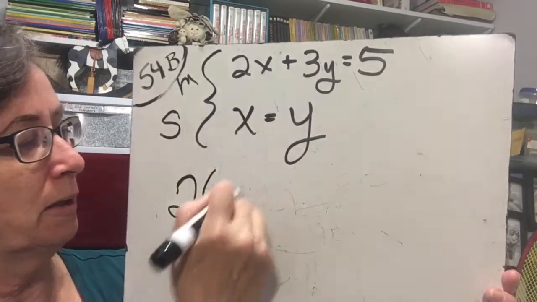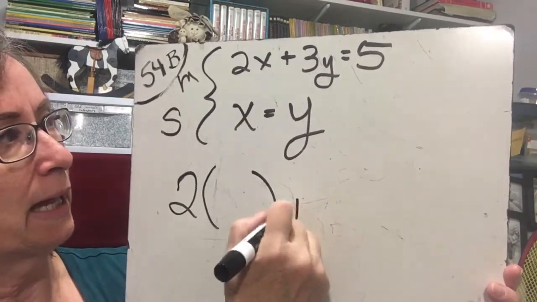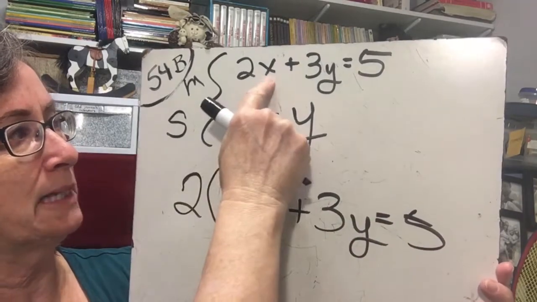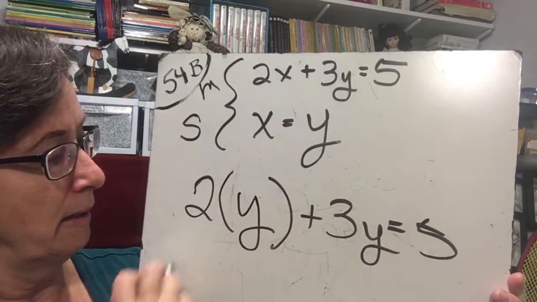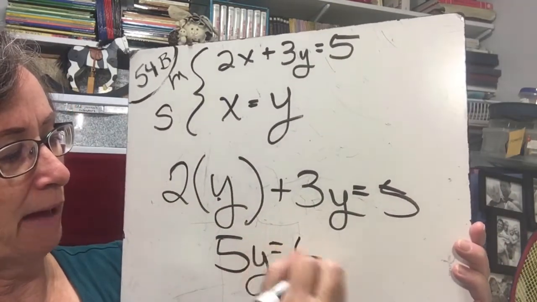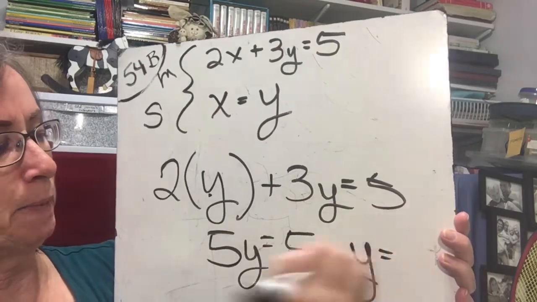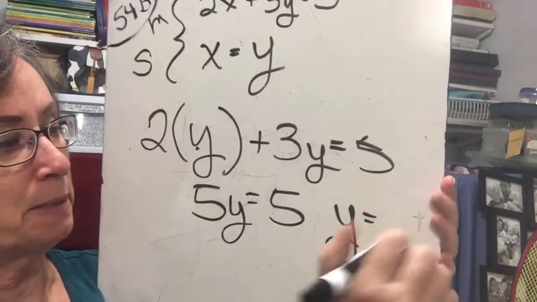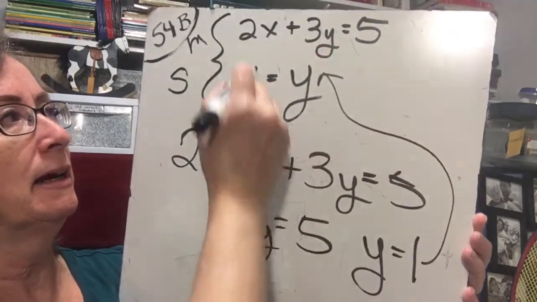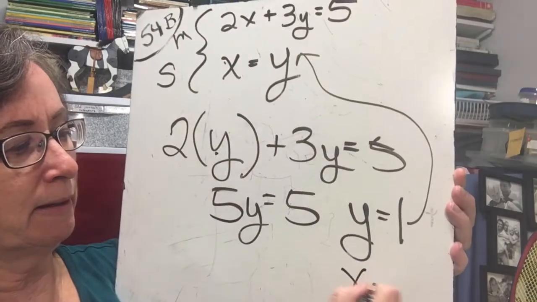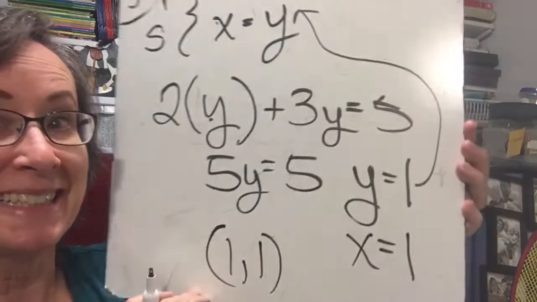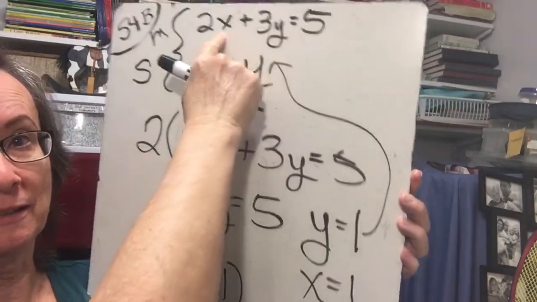So 2 parenthesis plus 3y equals 5. So we're going to, in place of the x, substitute in the y. 2y plus 3y is 5y equals 5. So y must be, divide by 5 on both sides, and y must be 1. But when I substitute that back in, that means x must also be 1. And the point is 1, 1, but we'll still check it in this equation, okay?